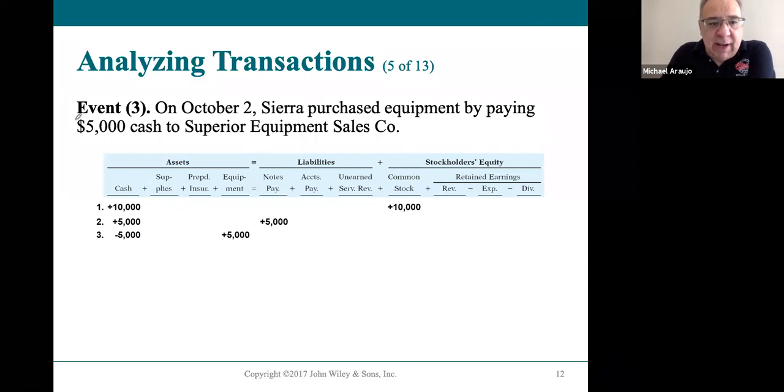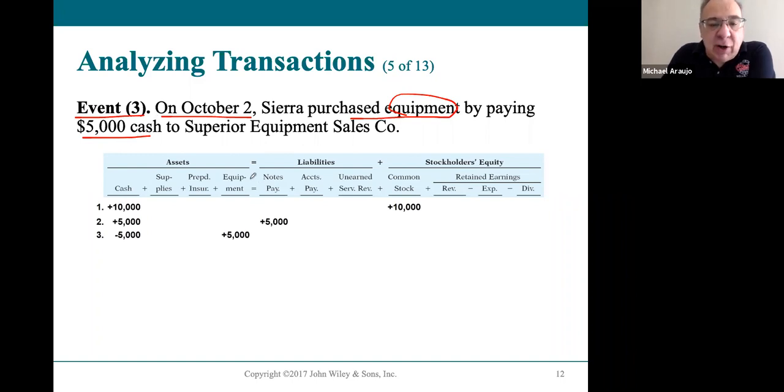All right, the very next event, event number 3, happened on the 2nd of October. And here, Sierra Corporation bought equipment by paying $5,000 cash to this company, Superior Equipment Sales Corporation. Okay, wonderful. How superior for you. So you thought about this. Did the financial condition of the company change? Yeah, they just bought equipment for cash.